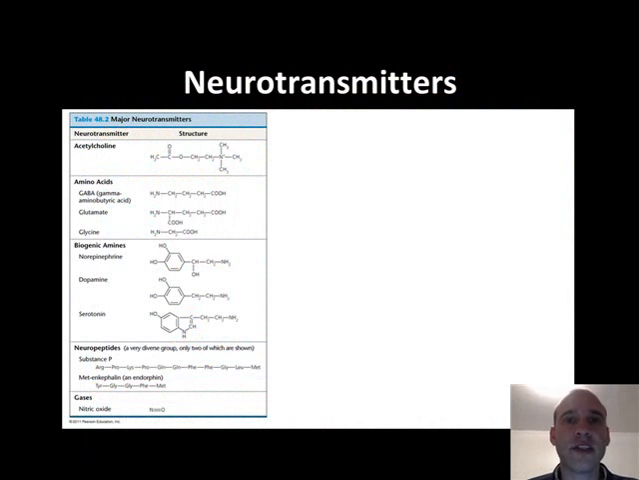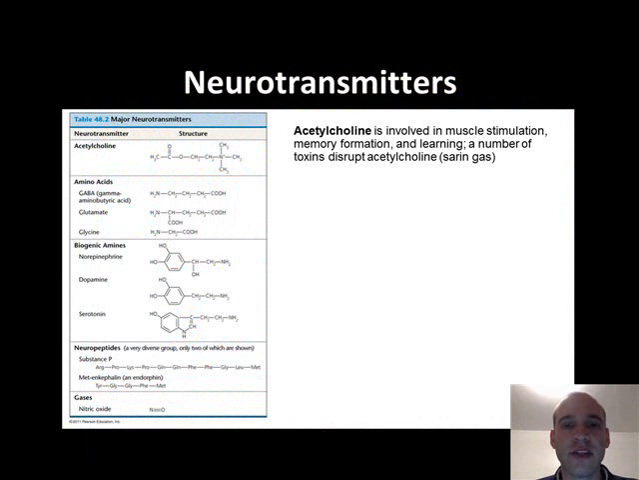So let's take a look at some of the neurotransmitters that are released into the synaptic cleft. One of the ones that was mentioned in the animation was acetylcholine. Right? So acetylcholine is a really common neurotransmitter. As you can see, it's involved in muscle stimulation, memory formation, learning, and there's a number of toxins that actually disrupt acetylcholine. One example is sarin gas.